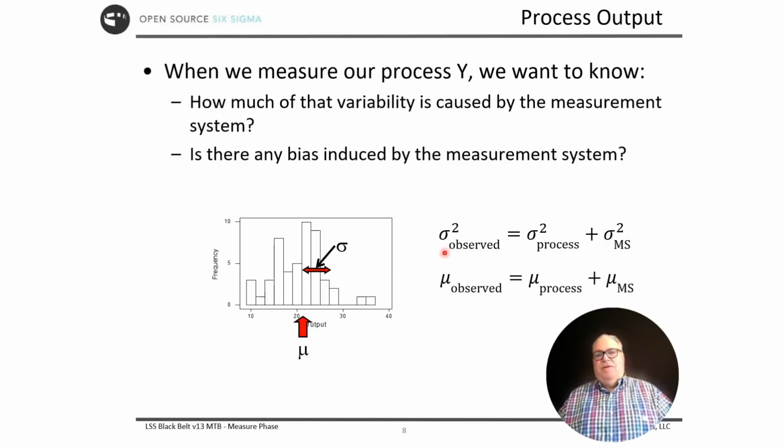Likewise, variability is also additive. So I'm going to get a variability due to the process itself, plus any variability introduced by the measurement system. So there's always an inflation of the overall process standard deviation that's due to the measurement system. So we'd like for that to be as small as possible. So we know that this relationship exists. We're going to go back and measure how big is this term.